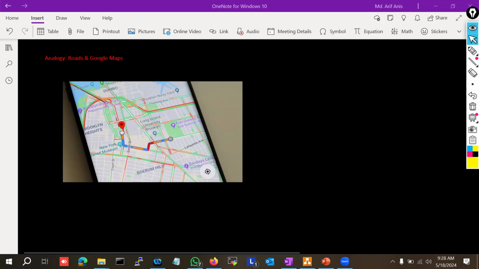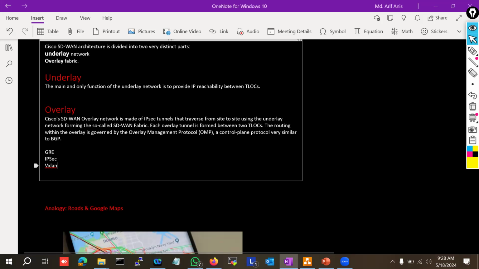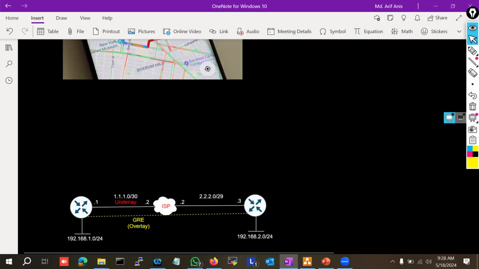So in SD-WAN technology, we have several overlays, which are GRE, IPsec or VXLAN. All are known as overlays.